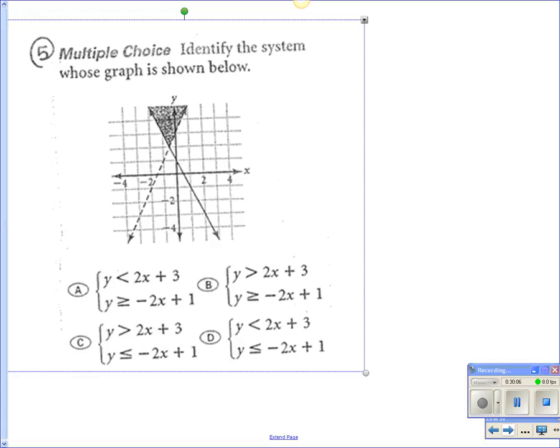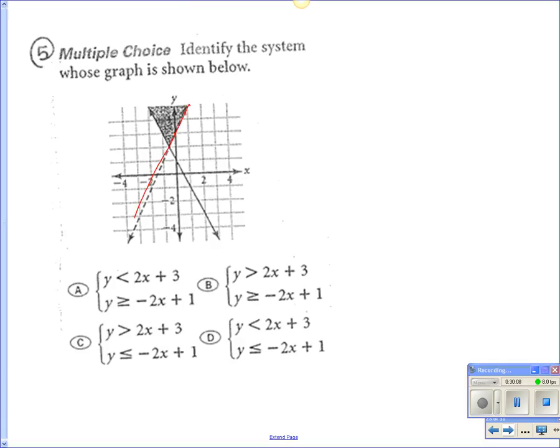Where did they shade for this line? Did they shade above it or below it? Above it. And where does this line pass through? What's its y-intercept? Which one? 3. It passes through 3. And they shaded how for the 3? Above it. So let's look at the 3. Is that a shade above?